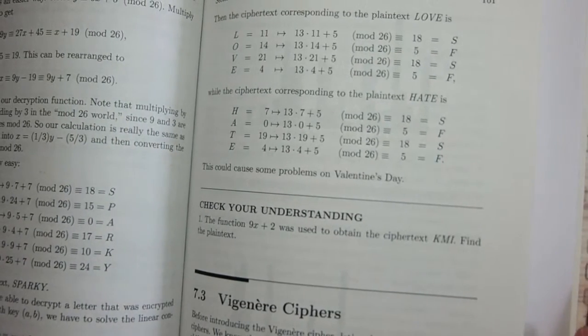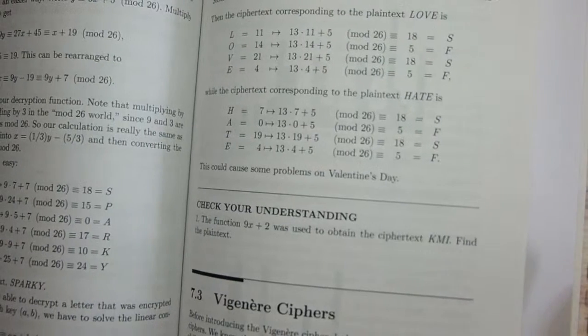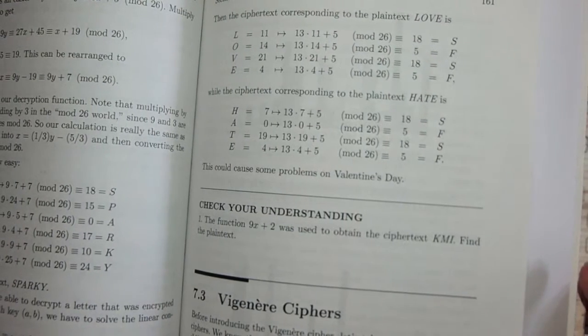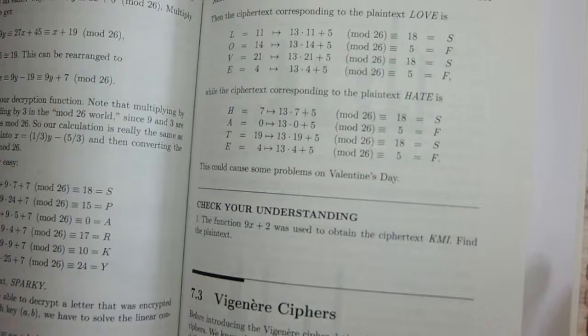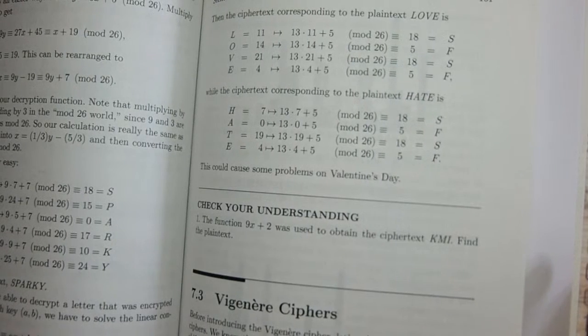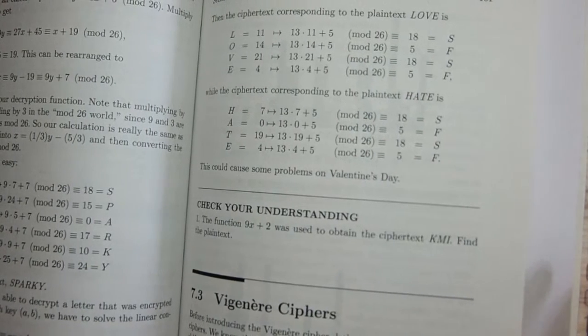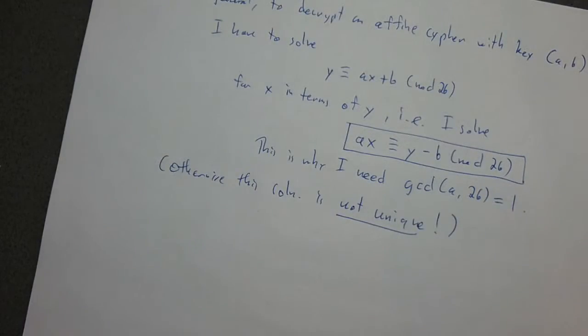Okay, so that's the sort of thing that is going to happen when you don't have uniqueness for this decryption function going backwards, right? And you're going to have that issue whenever you have GCD not 1 there. So that's the reason why there's that requirement. Okay.